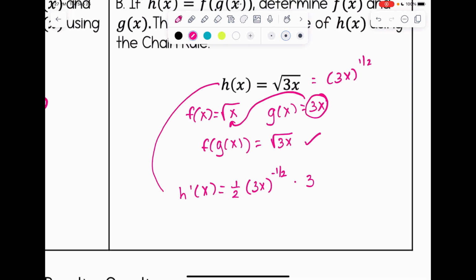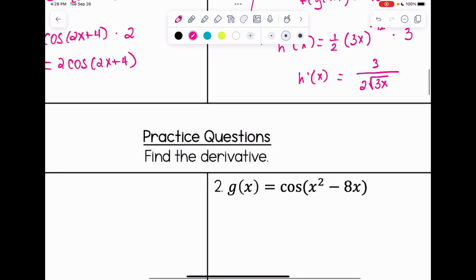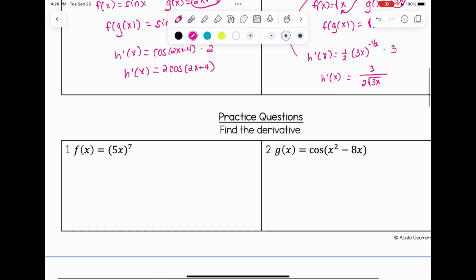All right, I'm going to clean this up a little bit here. So I'm going to just merge this into one fraction and get a radical back in there. So this looks like 3 over 2 times the radical of 3x as our derivative of h of x. All right, for the rest of the practice questions here, we are not going to identify the two functions. We're just going to now take the derivative.